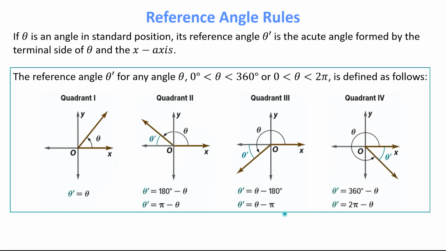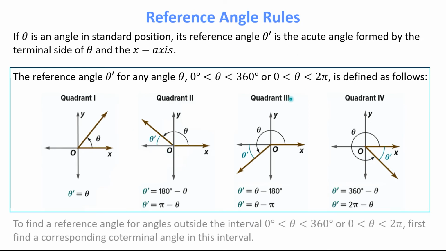And in quadrant 4, if we did 360 degrees minus theta, we'll get theta dash. So 360 degrees being the full circle, minus theta will give us the angle here, theta dash. Again, we can see that in all the examples, specifically in quadrant 4, quadrant 3, quadrant 2, and quadrant 1, theta dash is acute, meaning it's between 0 and 90 degrees. So these are the reference angle rules.